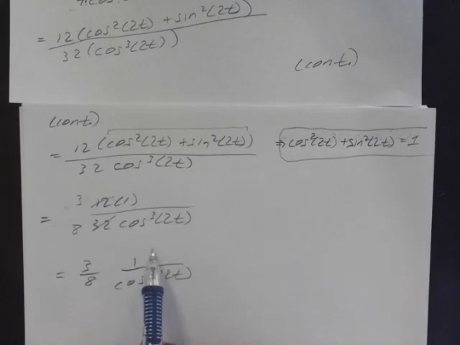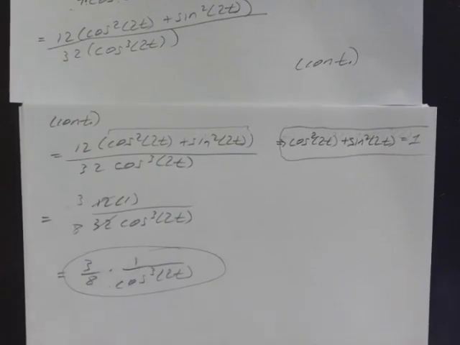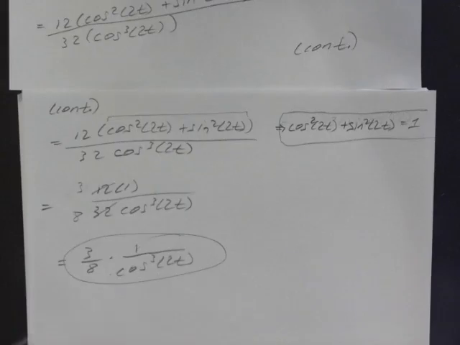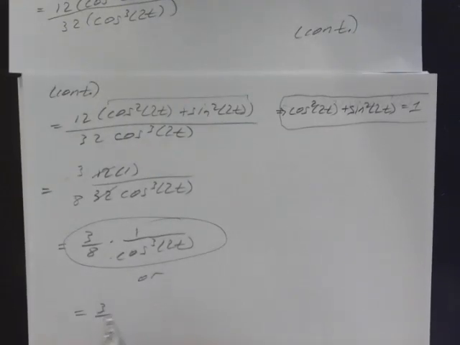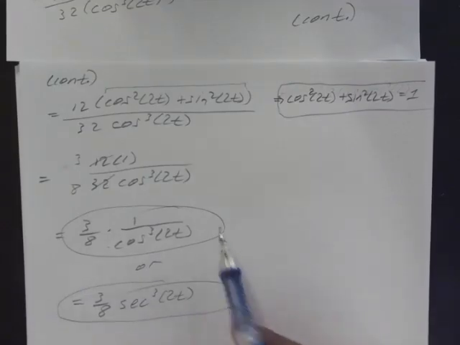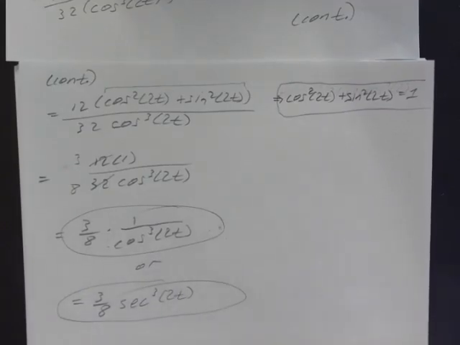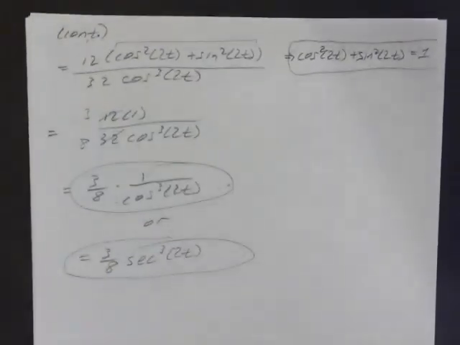Okay. And again, Newton might take this answer, or you can put it as 3 divided by 8 times cosine cubed of 2t. Or it might take it as 3 over 8, and 1 over cosine cubed is secant cubed, so that could be secant cubed of 2t. But again, they should take this if you put it in this way, but it's possible they may want it simplified even more.